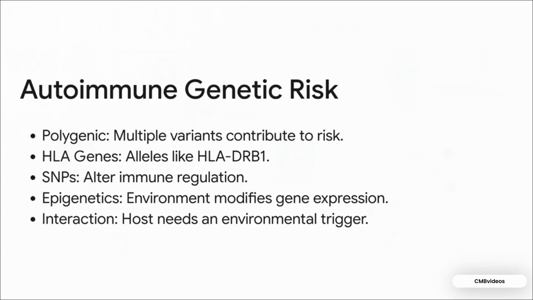We also look at SNPs, single nucleotide polymorphisms, which are basically tiny typos in the genes that regulate your immune checkpoints. But, and this is crucial, genetics isn't destiny. We have to factor in epigenetics. Environmental factors like smoking, infections, or toxins can literally modify how your genes are expressed without altering the underlying DNA sequence. Ultimately, a genetically susceptible host almost always needs an environmental trigger to flip the switch and initiate the disease.